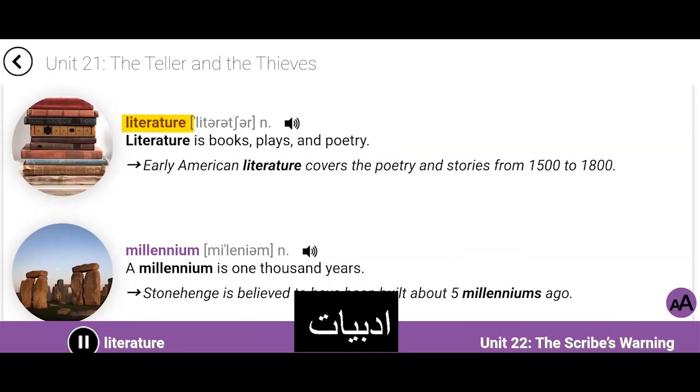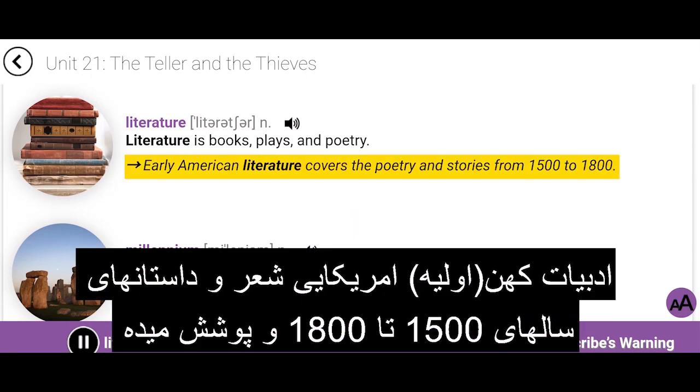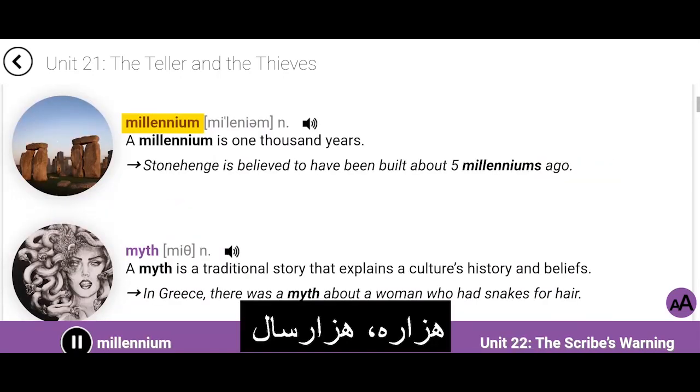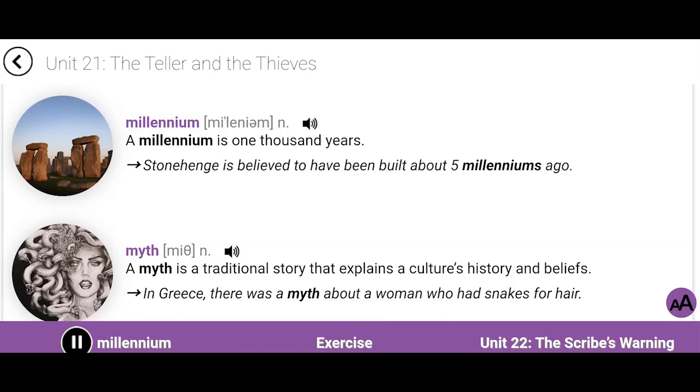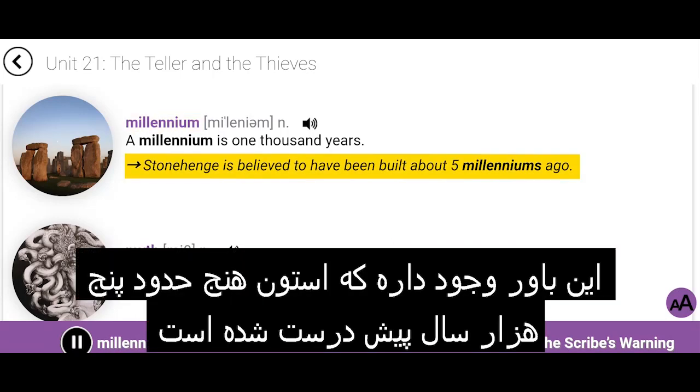Literature. Literature is books, plays, and poetry. Early American literature covers the poetry and stories from 1500 to 1800. Millennium. A millennium is 1,000 years. Stonehenge is believed to have been built about 5 millenniums ago.